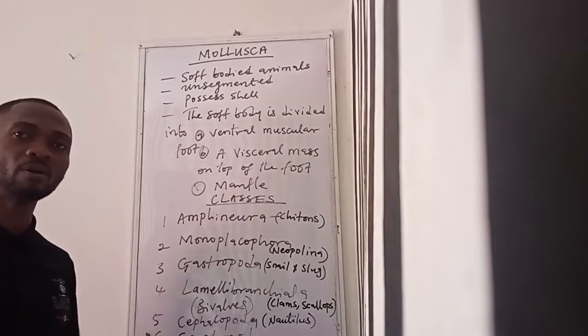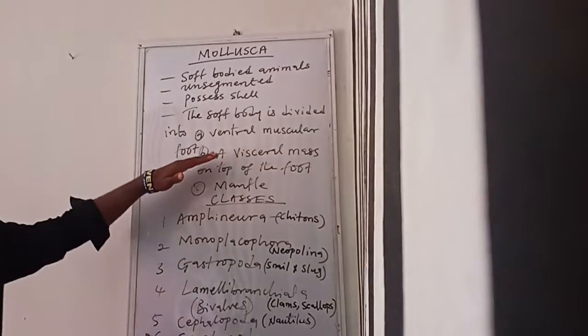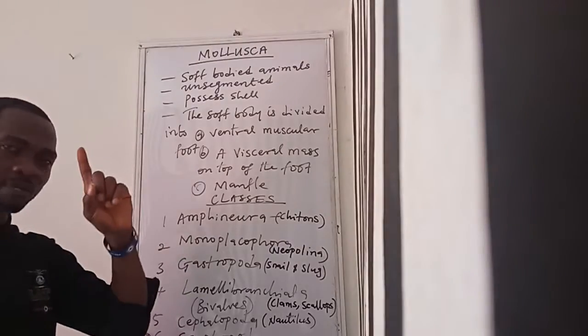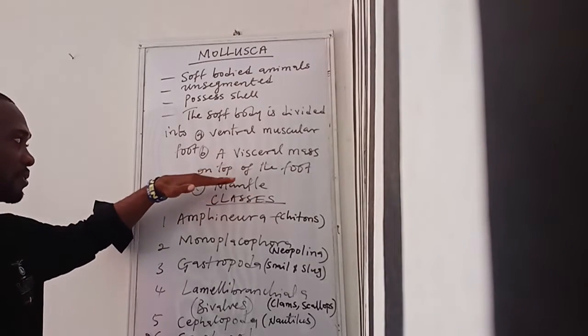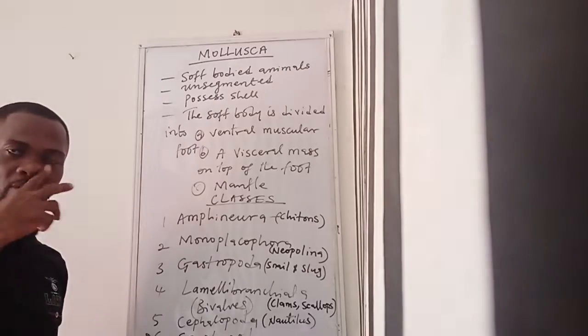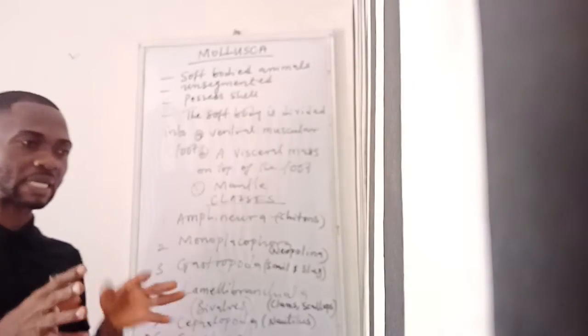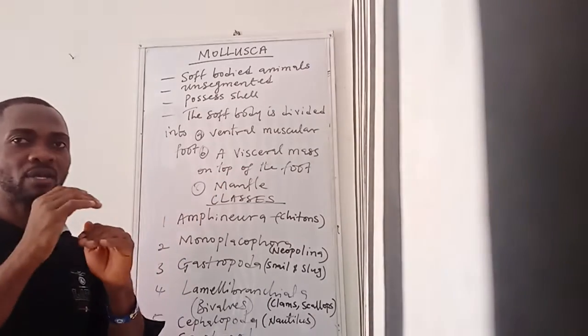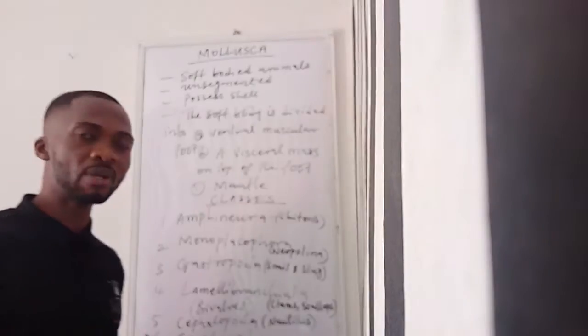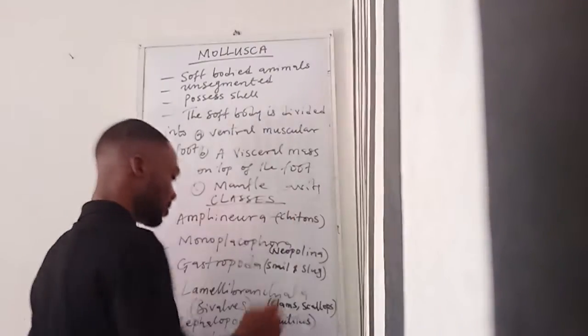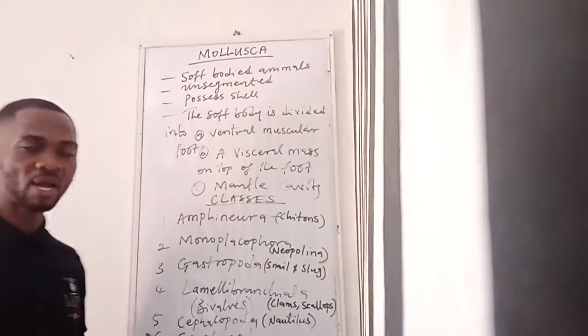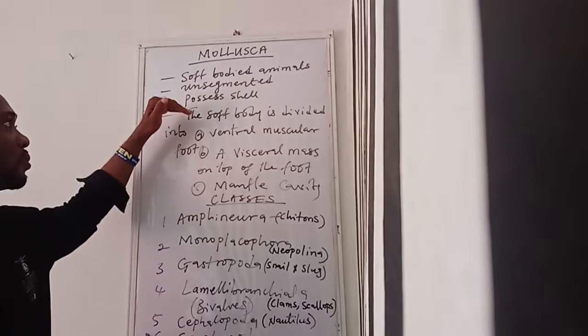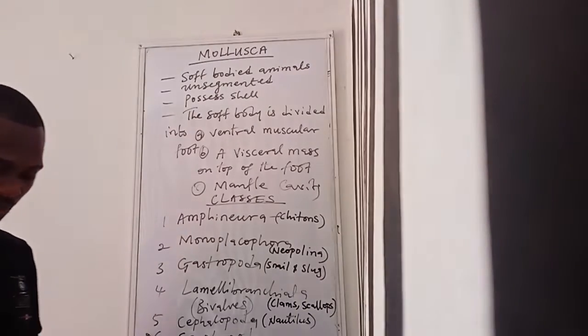Now, this soft body of members of mollusca is subdivided into the ventral muscular foot. The first one, ventral muscular foot, they will have the visceral mass on top of the foot. You see, this is clearly distinguished in snail. You see the muscular foot that enables it to move from one location to another. Then we also see the visceral mass on top of the foot, and of course the last one is what we call the mantle cavity. So these three different divisions are found within the soft body of this organism.